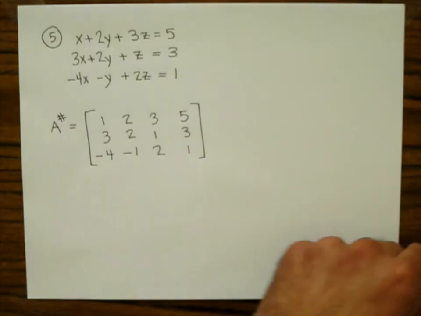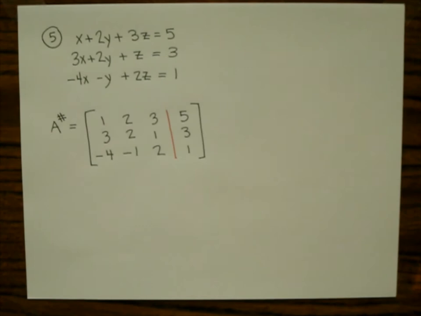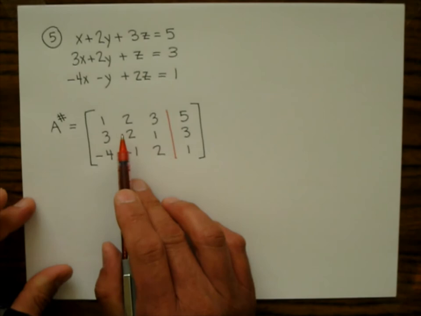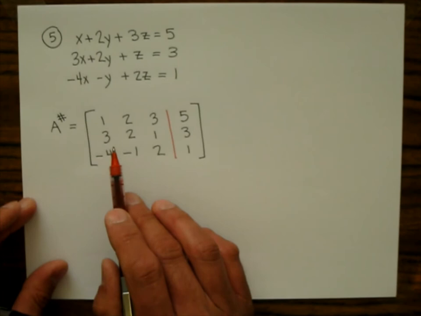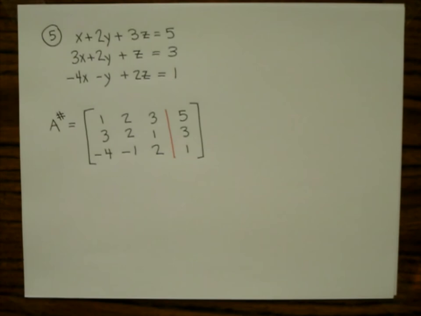Okay. So there it is, there's my augmented matrix, and what I'm going to do is the fun part. Is it really fun? I don't know. I'm going to be reducing this to row echelon form, so I'll stop at row echelon form and do the Gaussian elimination instead of going all the way to reduced row echelon form. And so I'm going to use this 1 as a pivot.